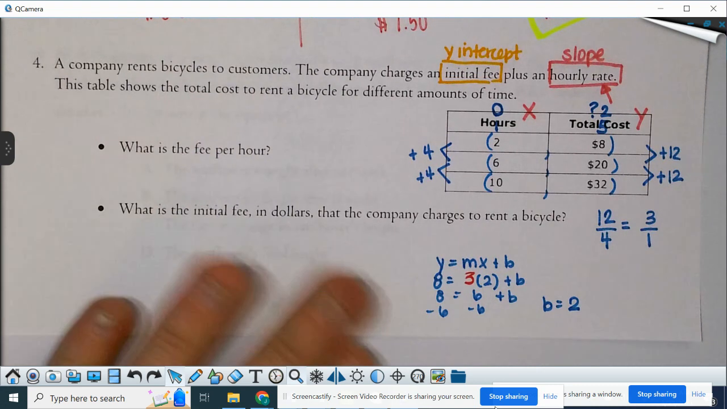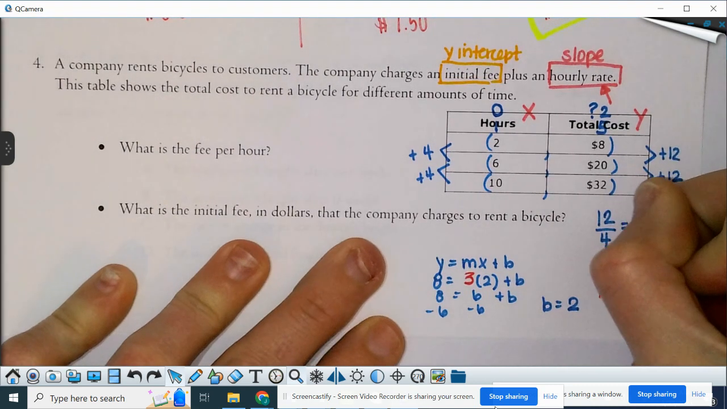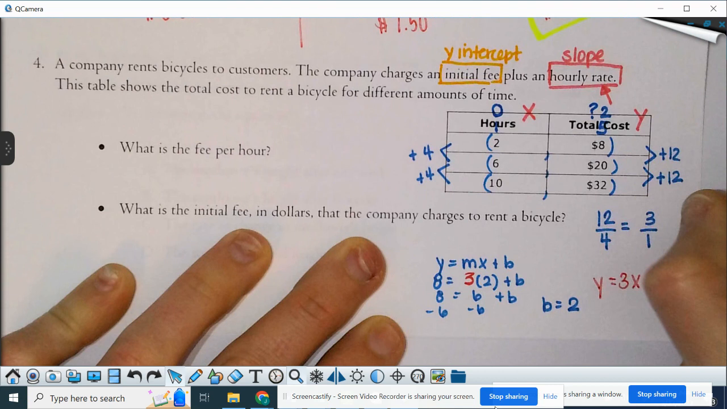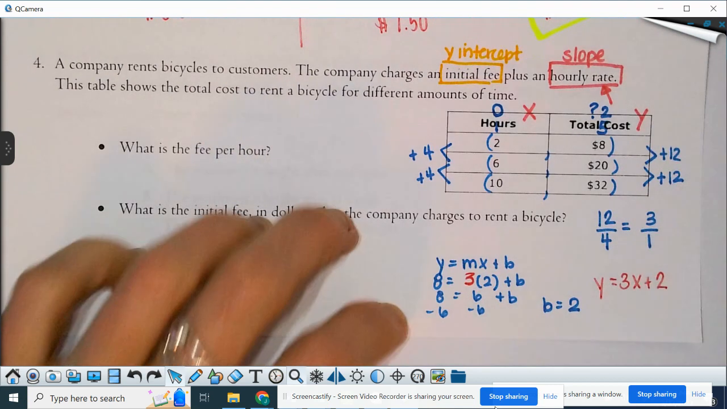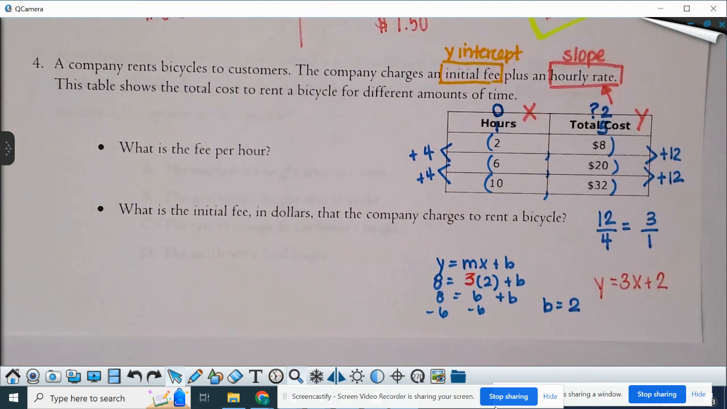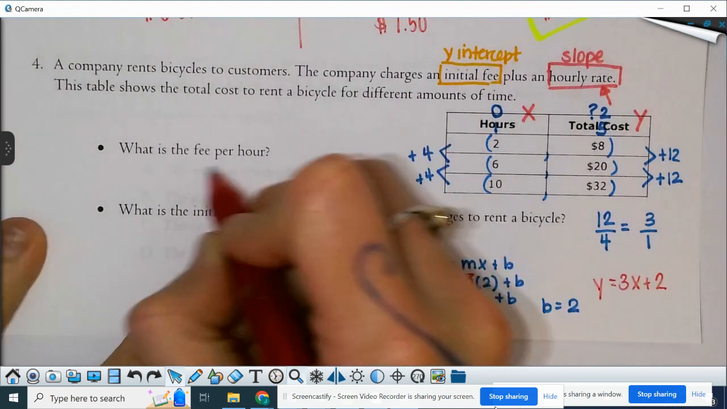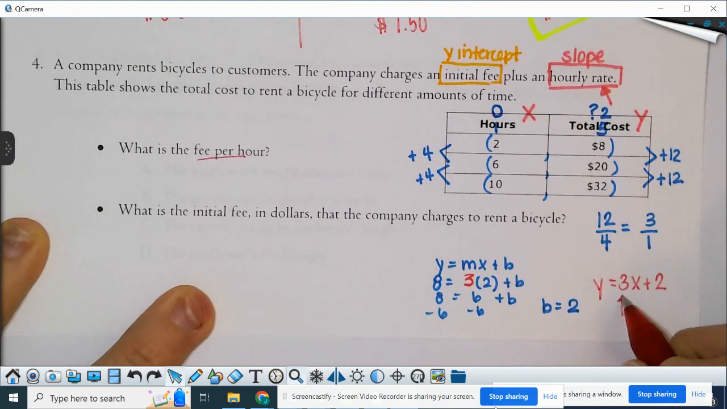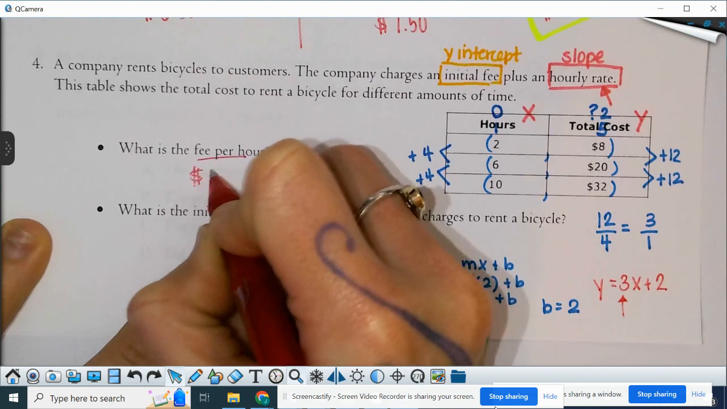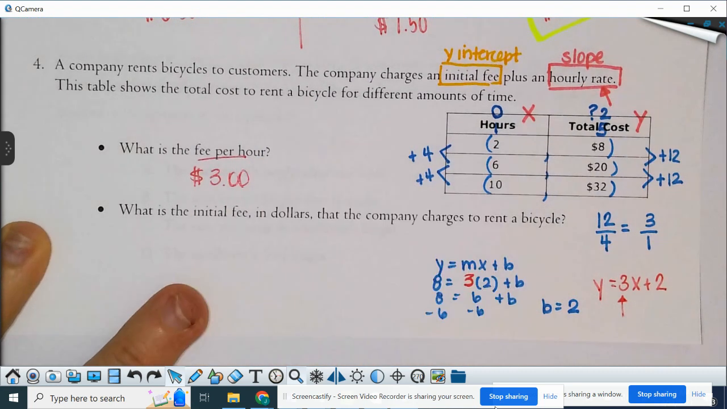So when I write this equation, it's going to be y equals 3x plus 2. Per is going to be your important part. Per hour, yep. So per hour is going to be your slope. So it's a $3 fee per hour for your bicycle.